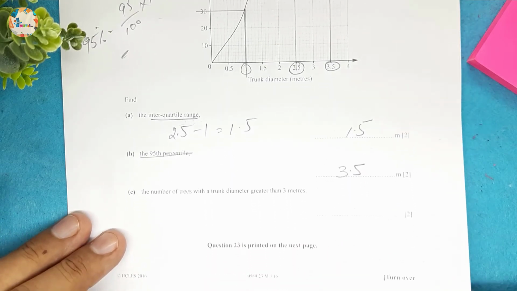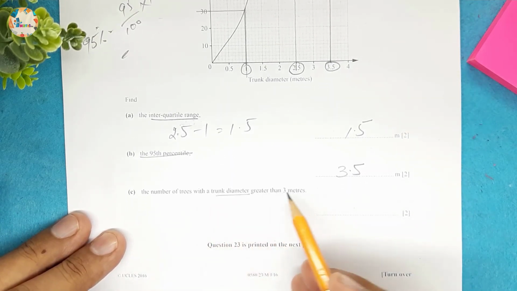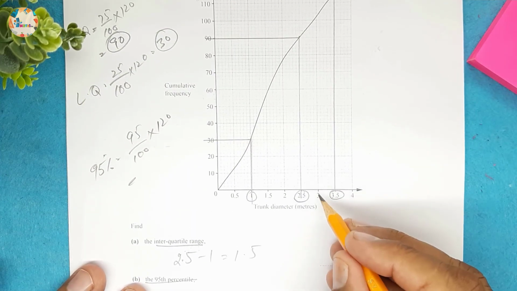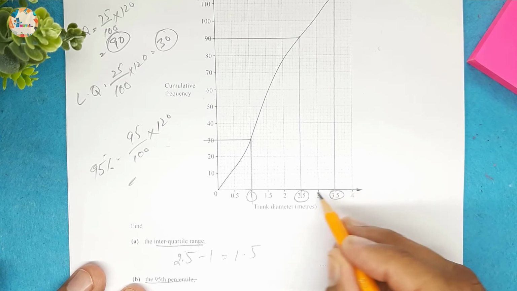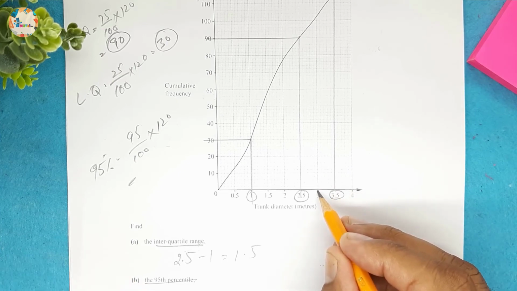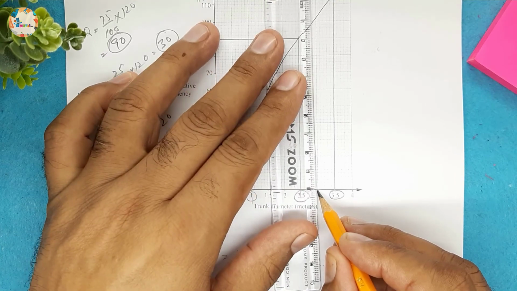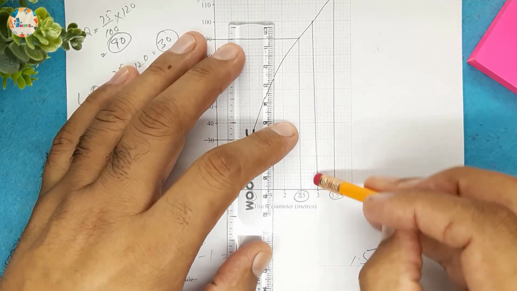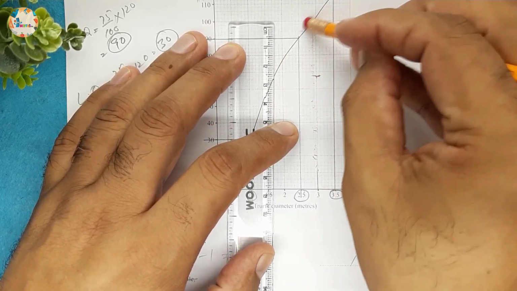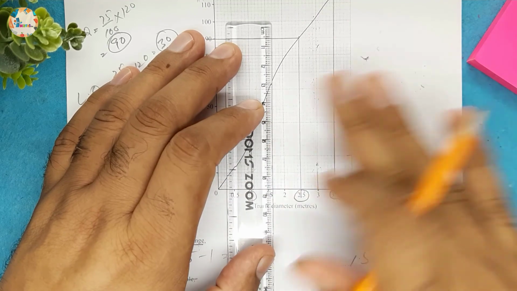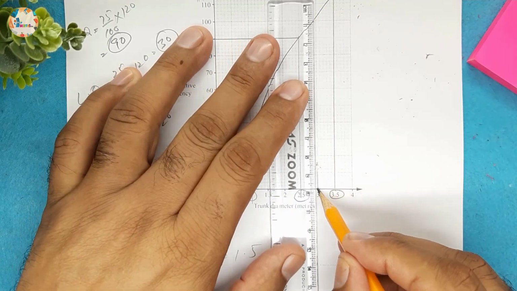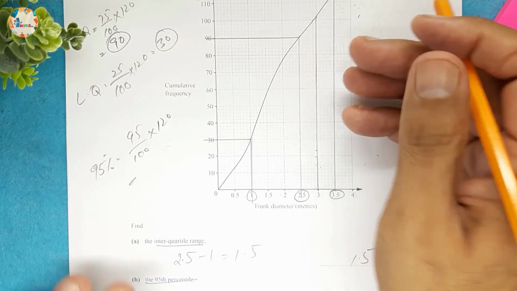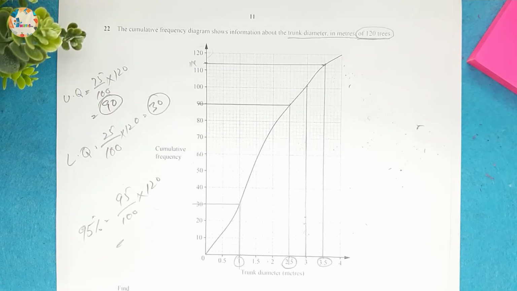The number of trees with a trunk diameter greater than 3 meters. So greater than 3 meters, if we check from here, this portion is greater than 3 meters. So we'll check reference for 3. Reference for 3 will be, oh sorry, we have drawn I'll redraw this line. So this reference will be up to this point. Yes, now it is correct. Now we will check from this side.